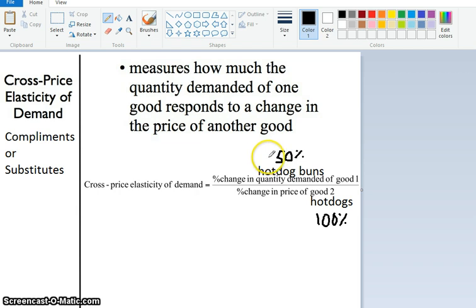The question is, though, it decreased. So how do we indicate that? That would be with a negative. So the answer would become a negative 0.5, right? And that's going to be a big hint to us.